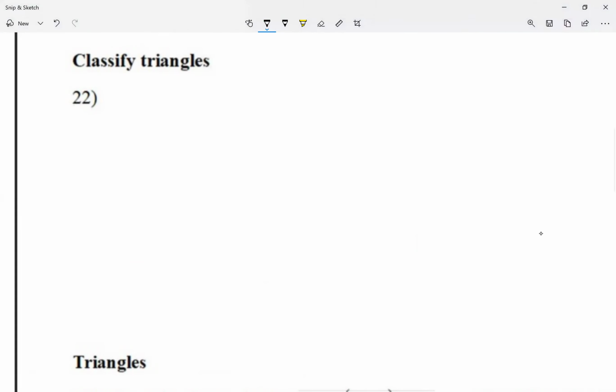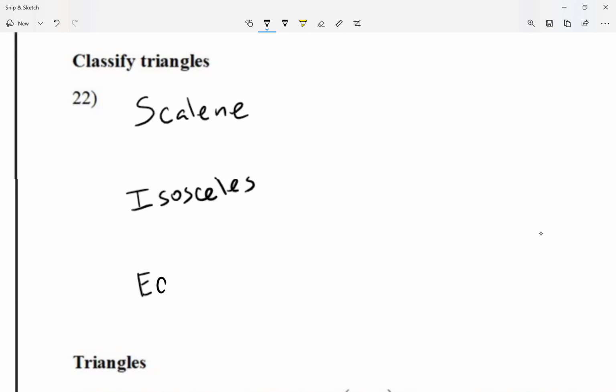One of them is going to be scalene. So let me just write these things down. Scalene. The other one is going to be called isosceles. And the last one, the third one, we're going to call equilateral. Those are the three types of triangles that we have. Now, what makes the difference between them?